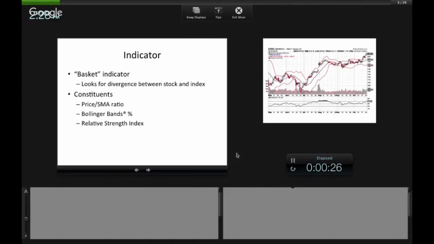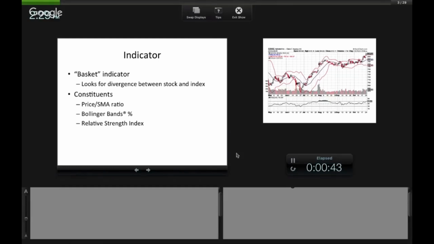So what I chose in order to make it complicated and difficult to vectorize, because I'm a masochist, is I decided to do a basket indicator, meaning I was going to take several technical indicators and make a decision on them together as to whether or not I should buy or sell stock.